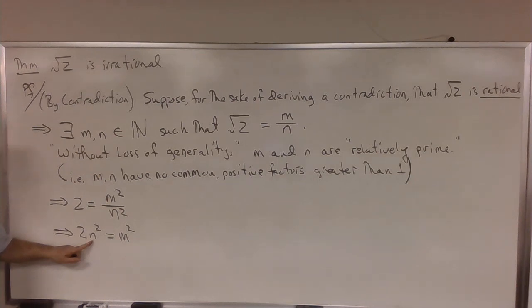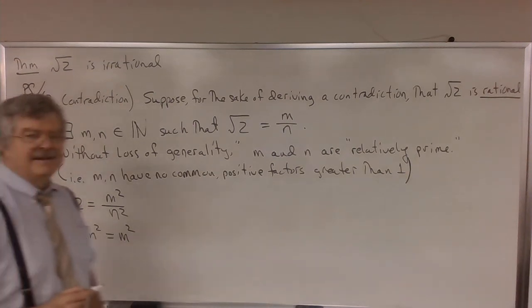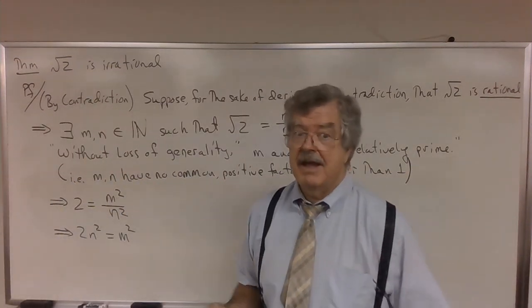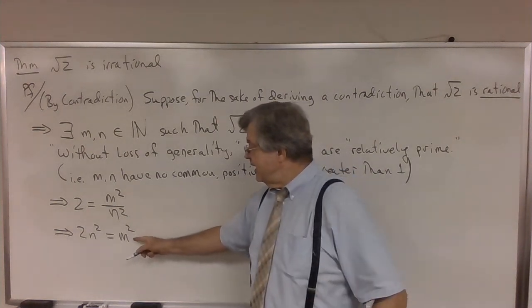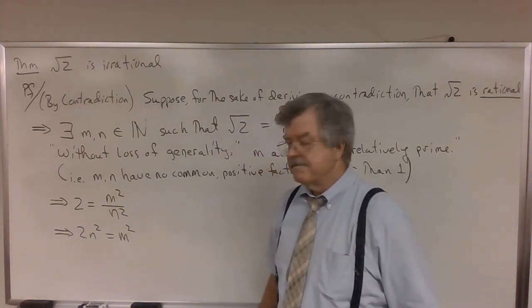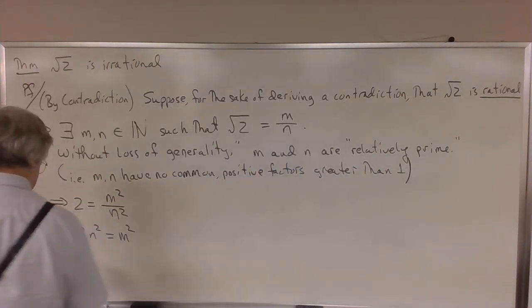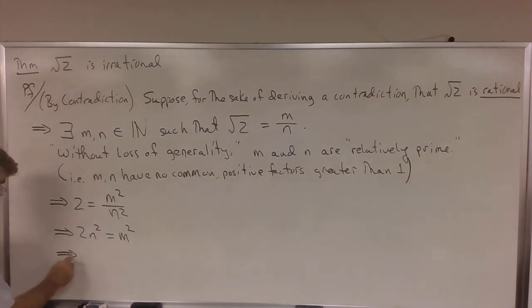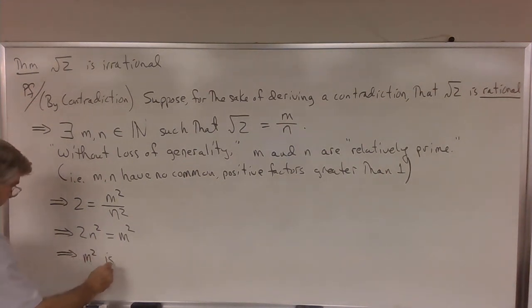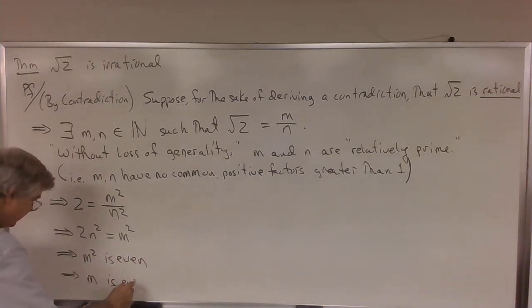Two n squared is equal to m squared. In other words, m squared is equal to 2 times some natural number. So m squared has to be even, right? So m squared is even, and this implies that m is even.